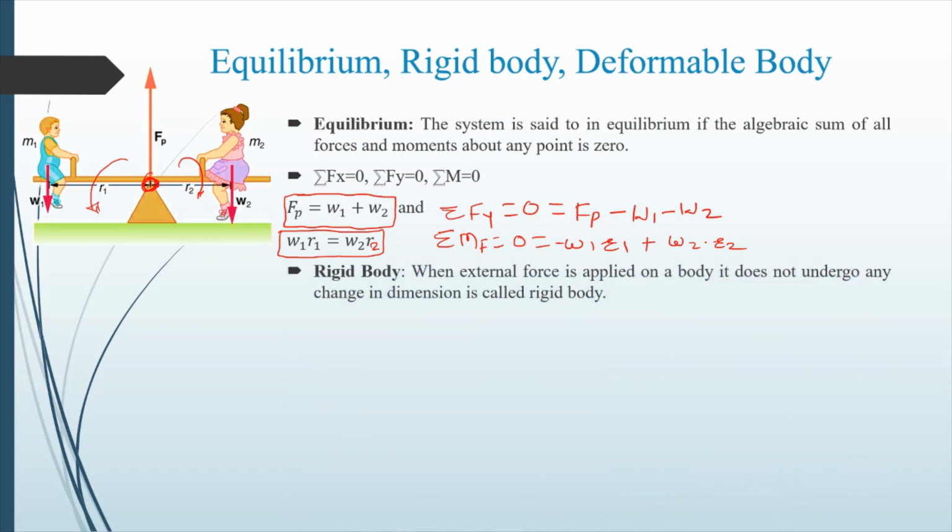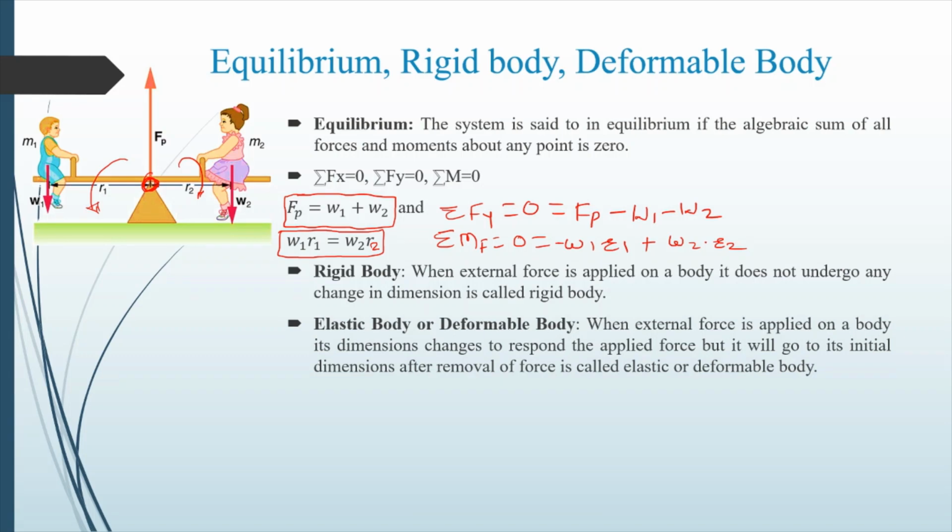Now we'll see the rigid body. Definition of a rigid body: when external forces are applied on a body, if the body does not undergo any change in dimension, then we can say such a body is a rigid body. So consider any body. If that body is acted upon by a number of forces in different directions, and that body does not show any effect of those forces, then we can say such a body is a rigid body. A rigid body does not exist in reality, so this is only an assumption.